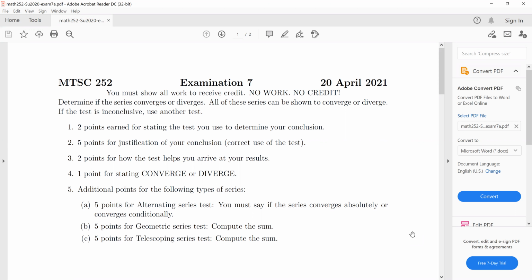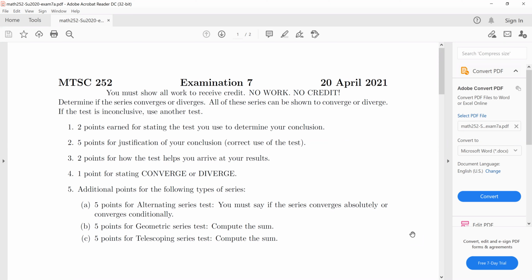If you do an alternating series test and you conclude that your series converges, you then must go further. This is not extra credit. You must then go further to say whether it converges absolutely or conditionally.